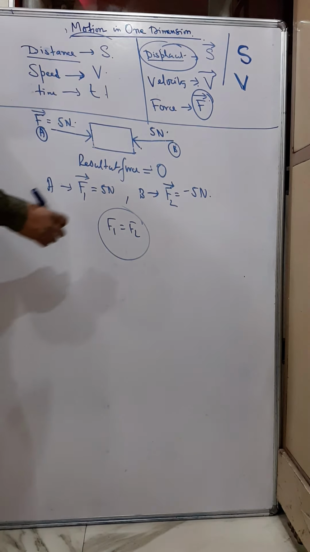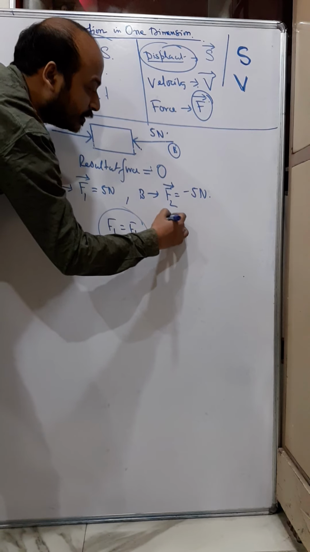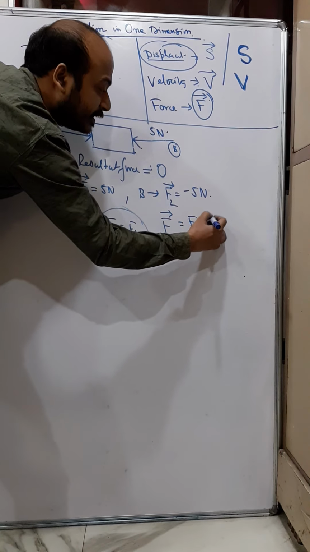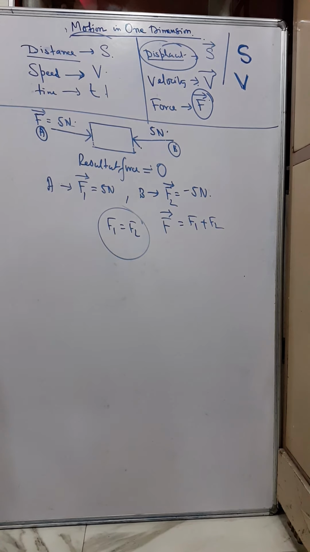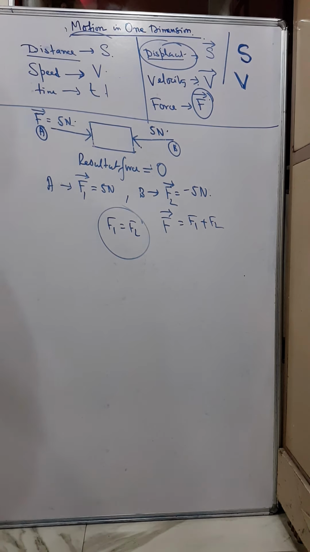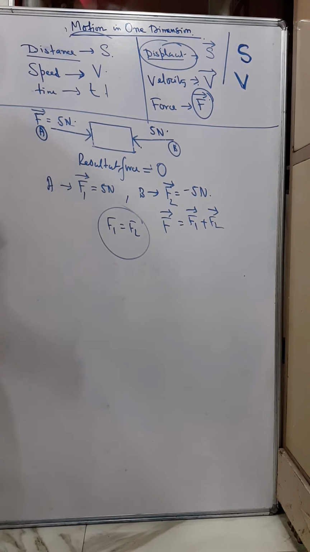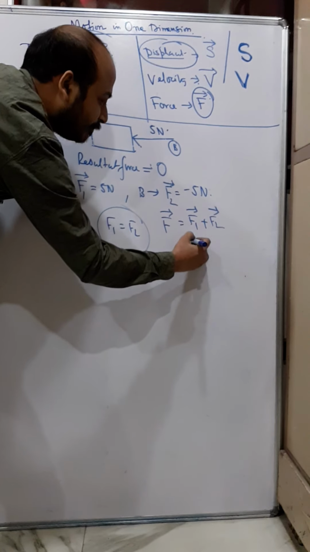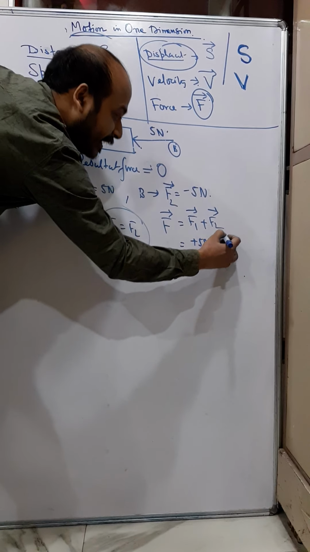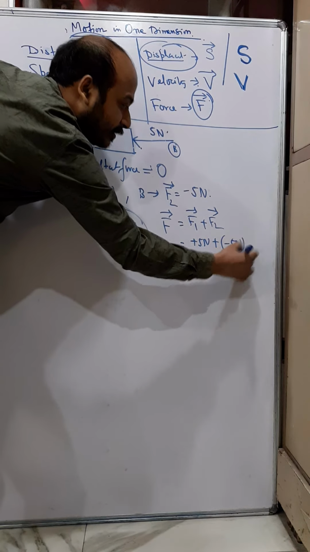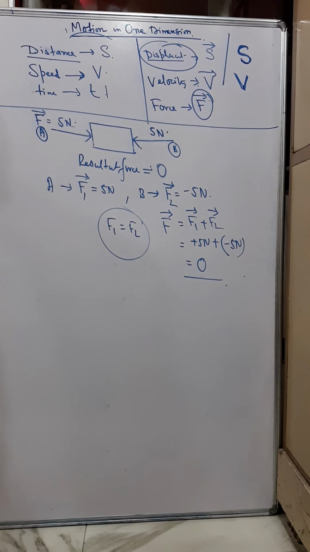Hence, the resultant force will be F1 plus F2. F1 is plus 5 Newton, and F2 is minus 5 Newton. And hence the resultant force is 0, and the body will not move. And similarly, you can also understand the next case.